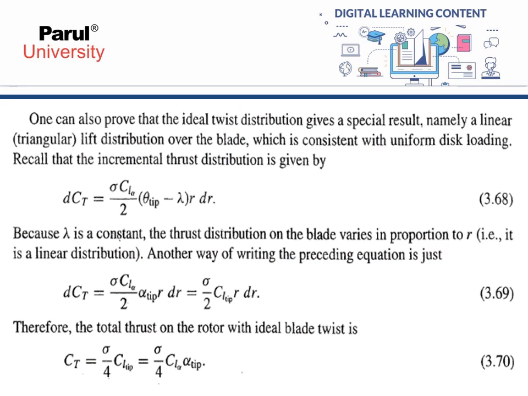Another way of writing the preceding equation is dCt = σ·Cl_α/2 times α_tip times r dr, which equals σ/2 times Cl_α_tip times r dr. Therefore, the total thrust on the rotor with ideal blade twist is Ct = σ/4 times Cl_tip, which equals σ/4 times Cl_α times α_tip.